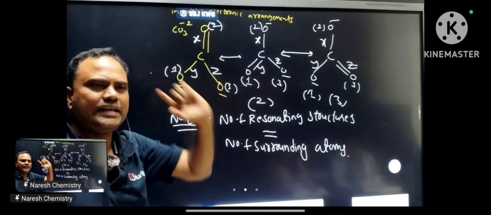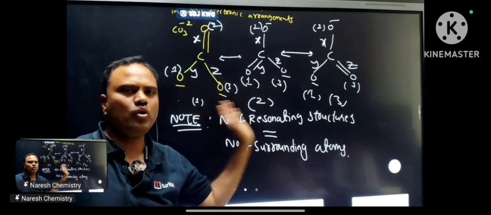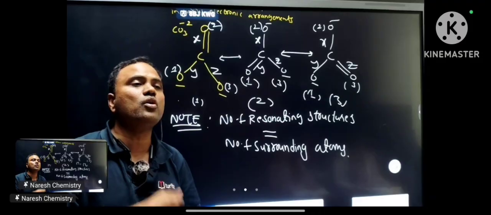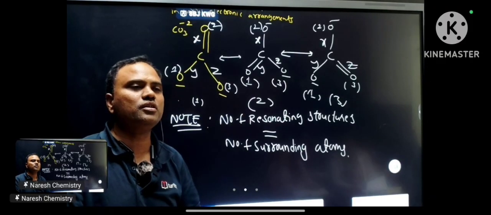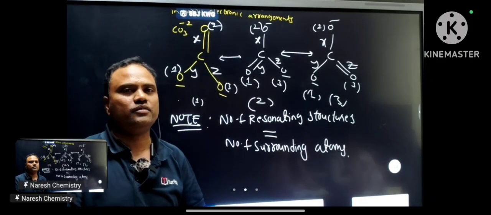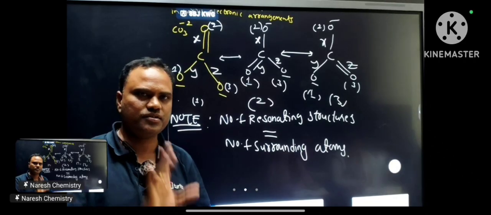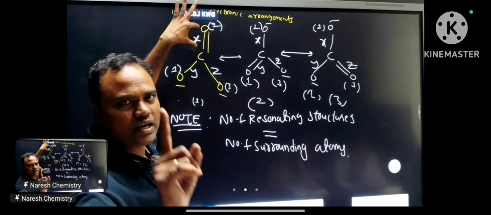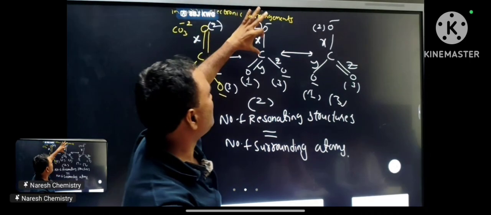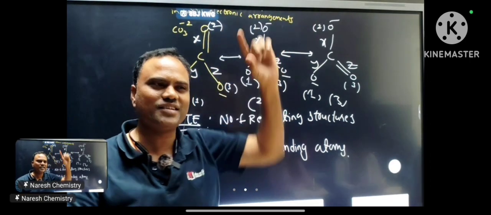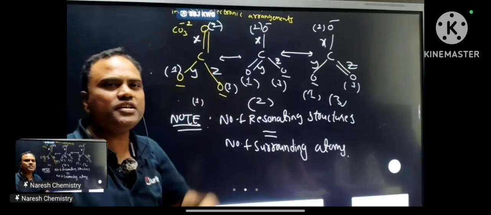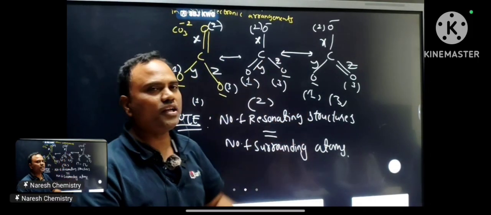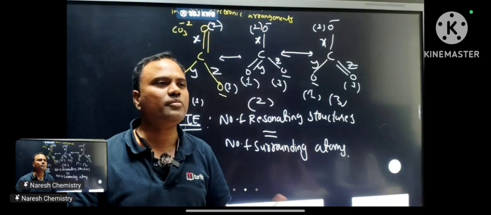Fix X in all three. X represents the bond length between carbon and which oxygen? First, second, or third oxygen? Second. We are fixing the second, right? The carbon and second oxygen bond length is considered as X. In the first resonating structure, what is X, double bond or single bond? Double bond. In the second resonating structure, it is becoming a single bond.